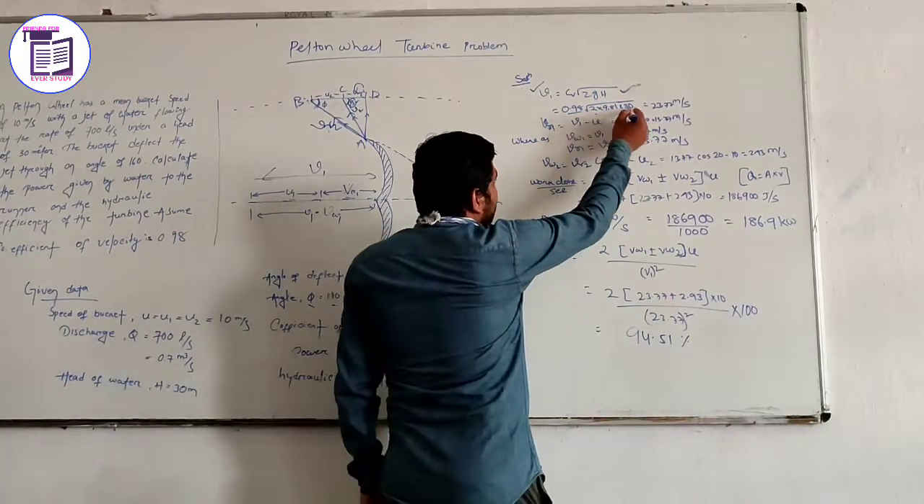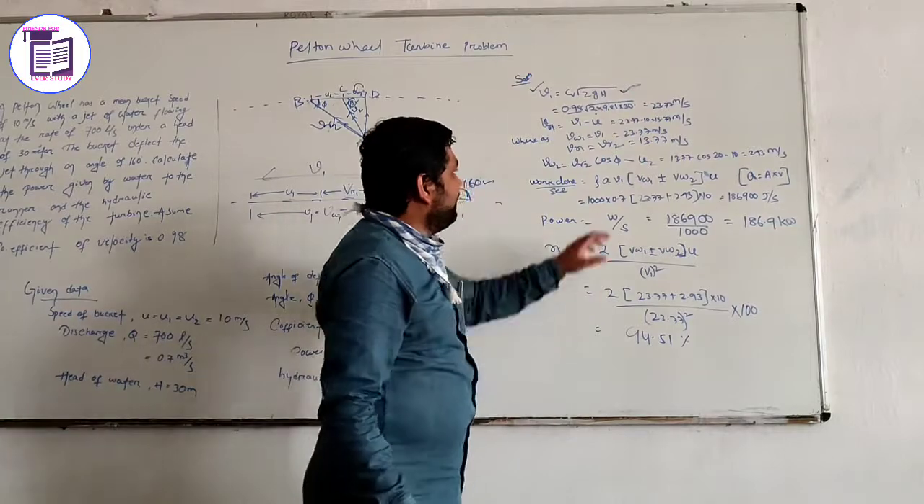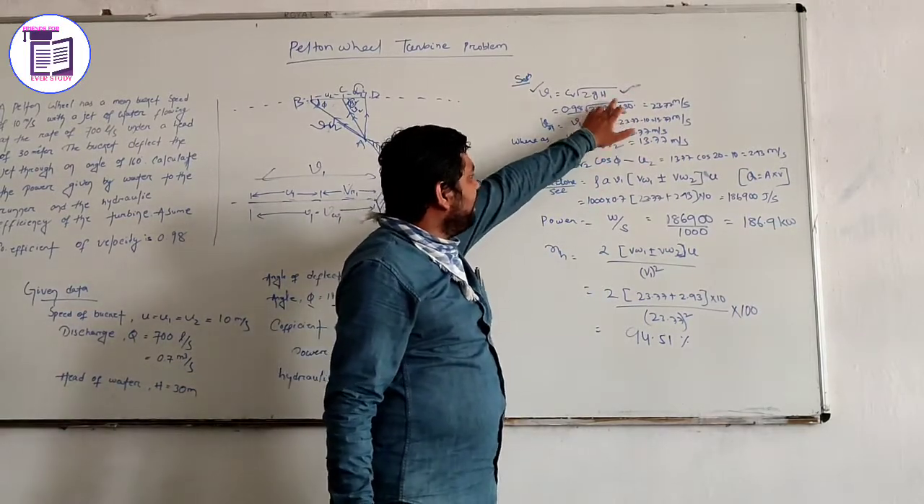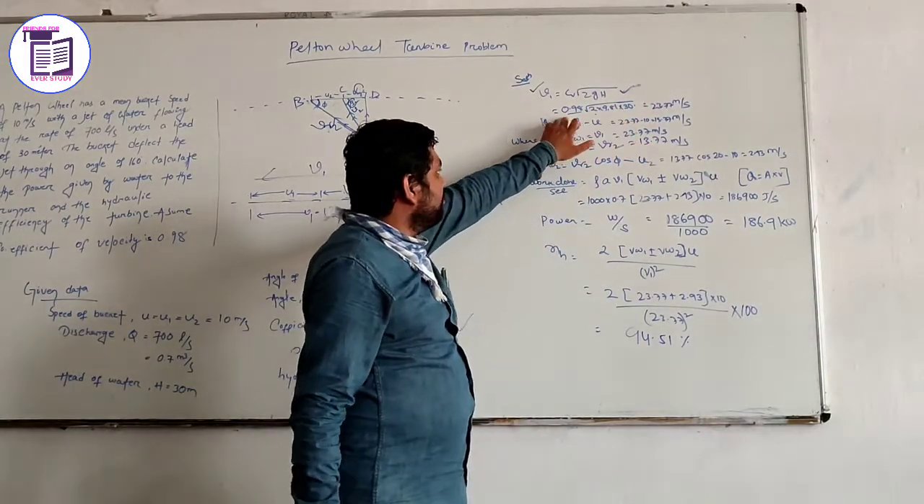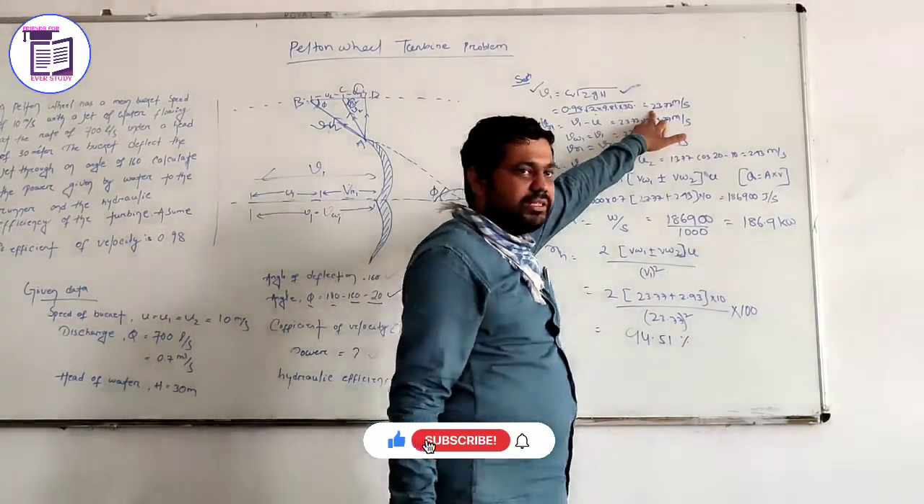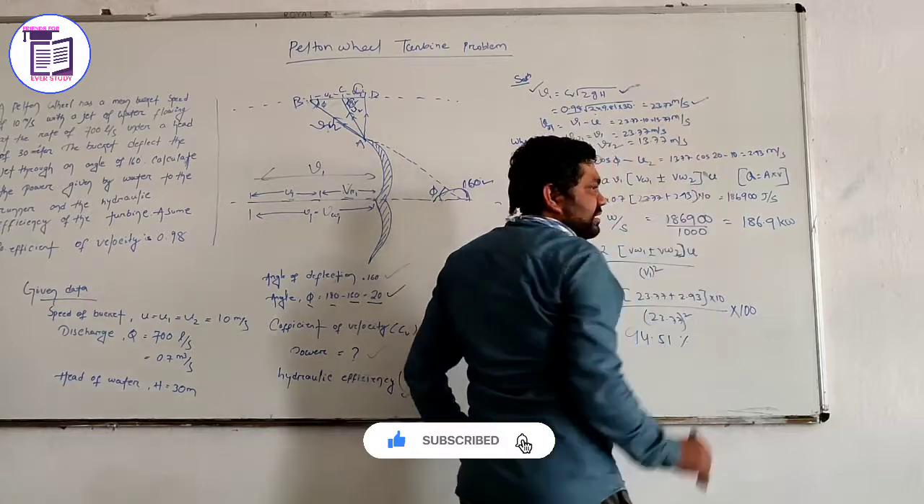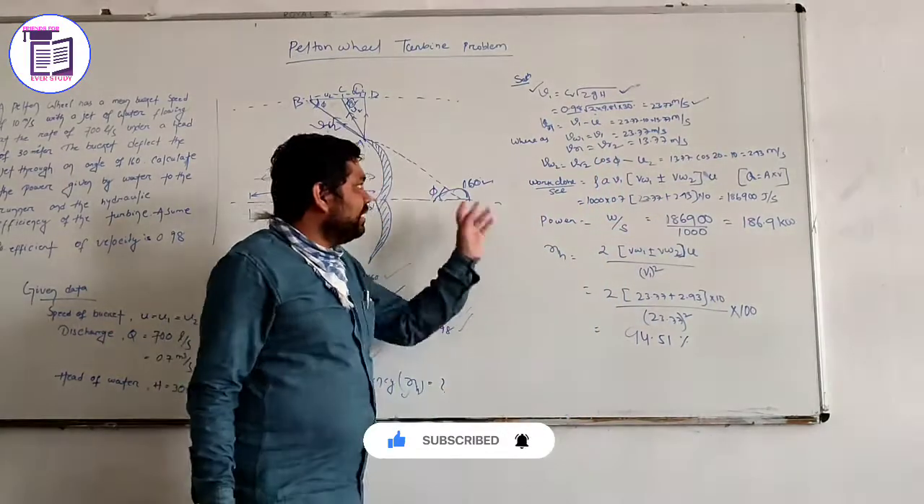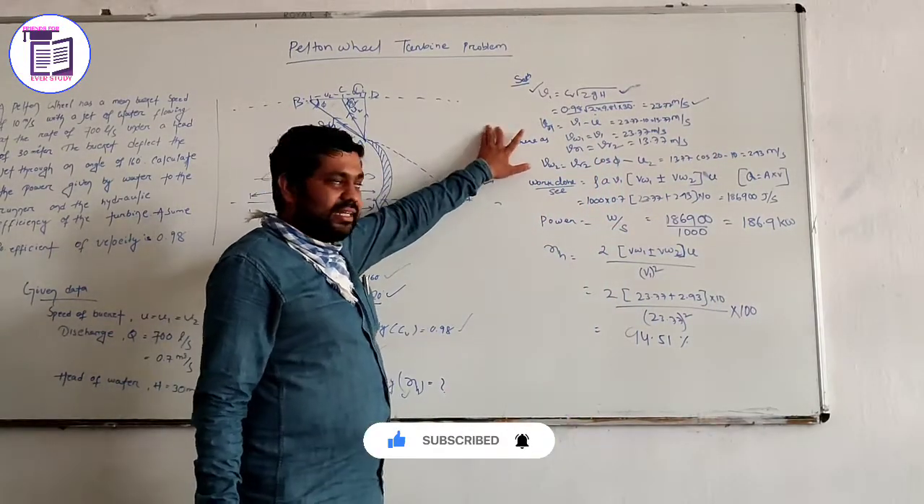So that is your 2 into 9.81 into 30. G is 9.81 and H is your 30. So if you get this product, you will find 23.77 meters per second. That is the inlet velocity of your turbine. Then after, there is a relation.